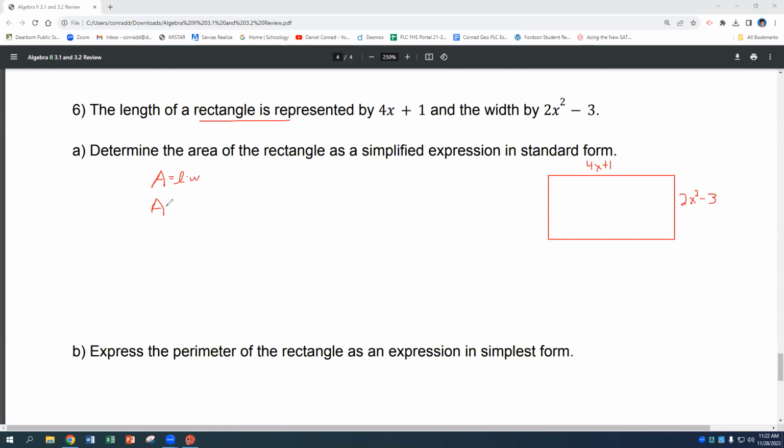So my area is simply going to be 4x plus 1 times 2x squared minus 3. That's my area formula. So if I distribute, I'm going to get 8x to the third minus 12x. 1 times 2x squared is plus 2x squared. 1 times negative 3 is minus 3.